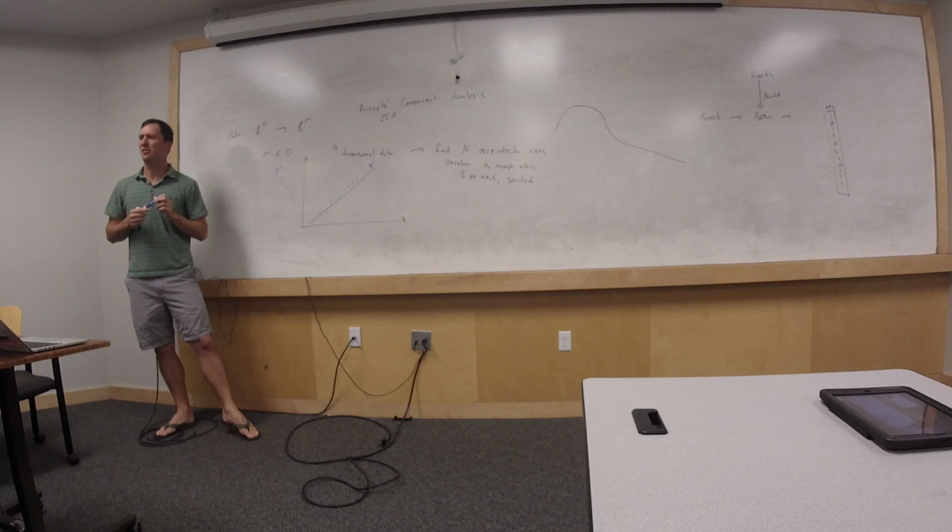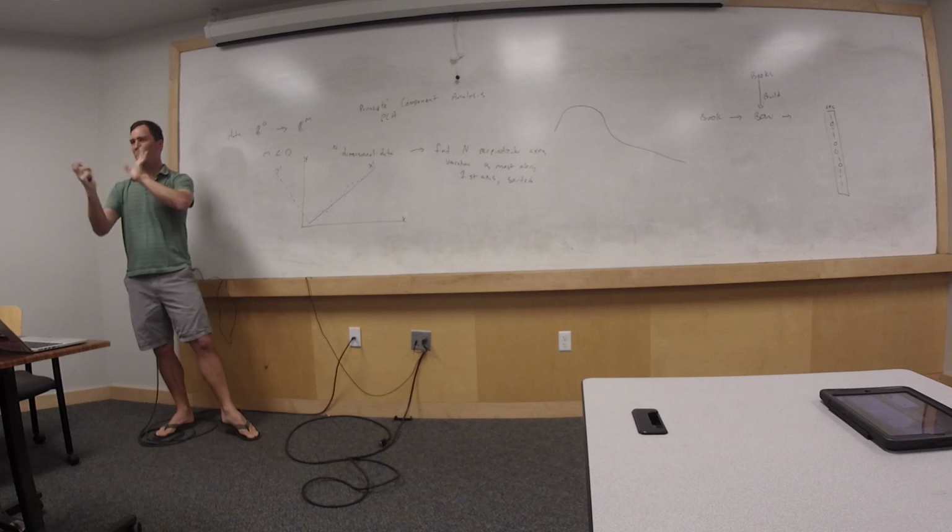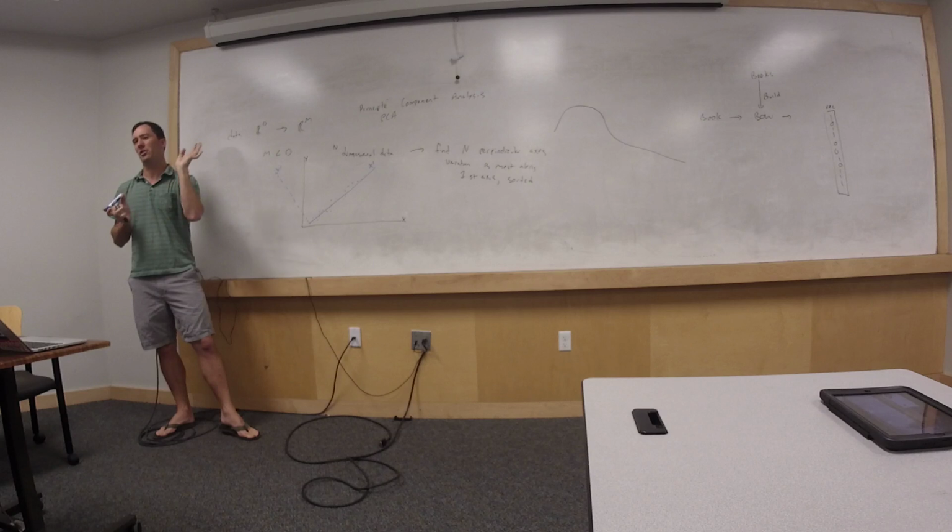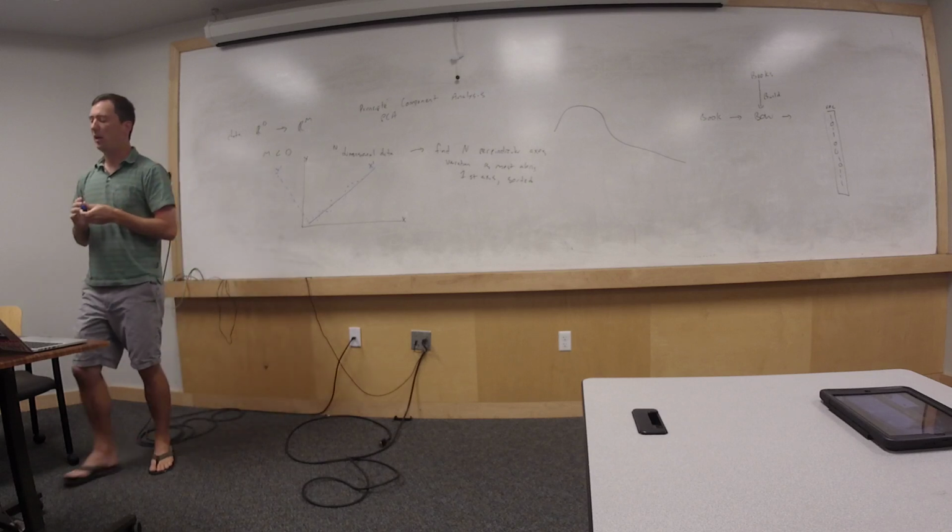Does that kind of make sense? So what I'm doing, basically, is trying to rotate my axes so that if I throw away the higher dimensions, I lose not that much.